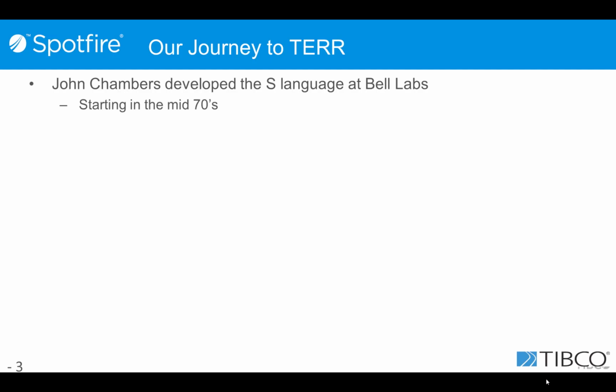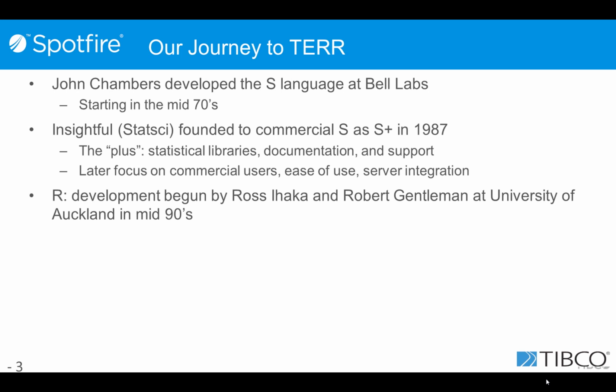So John Chambers originally developed the S language, which is the forerunner of both S Plus and R, at Bell Labs back in the mid-70s. A company called StatSci, later Insightful, was founded to commercialize the S language into S Plus in the late 80s, the plus indicating statistical libraries and documentation and support. And over time, Insightful moved to focus on more commercial users, ease of use, server applications, and so on.